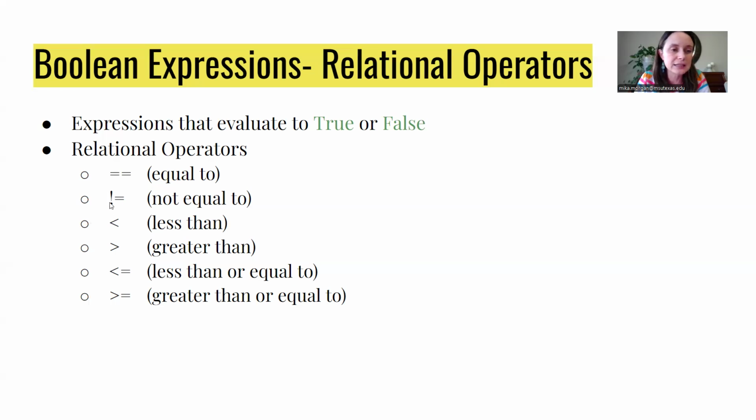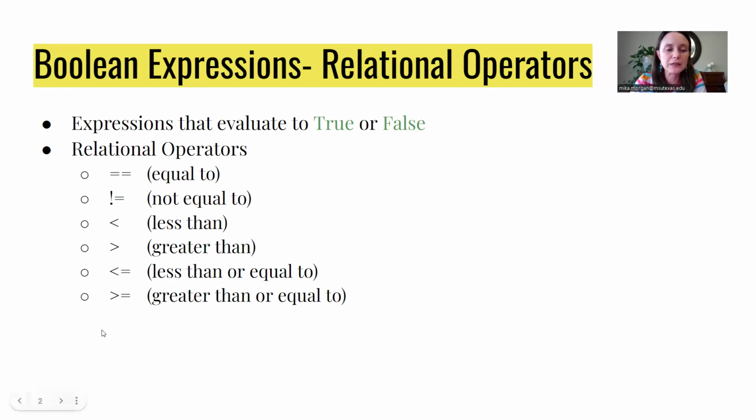In computer science, this exclamation mark very often means not. So two equal signs are going to check for equality. Are these two things equal to each other? And then an exclamation mark with an equal sign says not equal to. So I would be checking to see, are these values not equal? Less than and greater than work the same way that they always have in math. But my less than or equal to and my greater than or equal to have to look a little bit different. When we write that in math, we usually write the symbol and then put the line underneath it to represent or equal to.